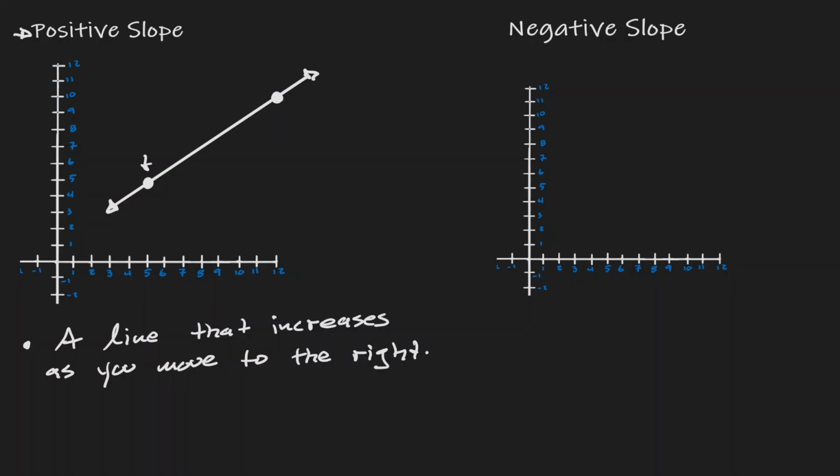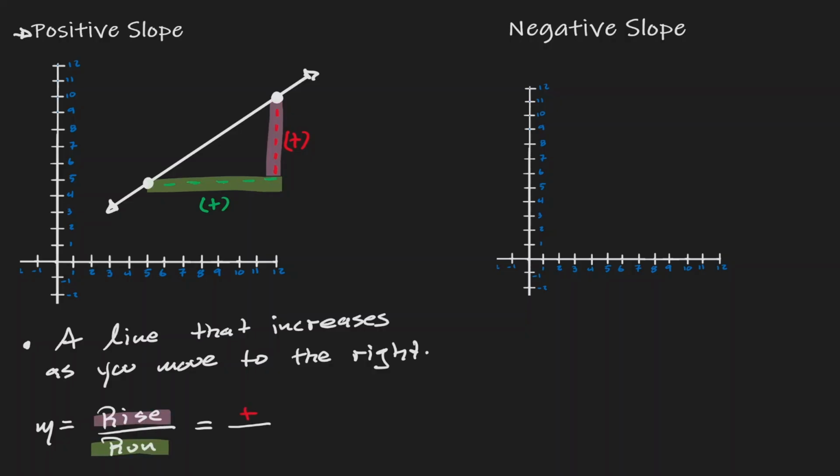If I want to move from this point to this point along this line, I need to move certain units to the right. And if I'm moving to the right, then that's a positive value. And then if I'm moving up, that's also a positive value. But remember that slope we can define as rise over run, which in this case, notice that my rise is a positive value. And notice that my run is a positive value as well. And a positive divided by positive is positive.